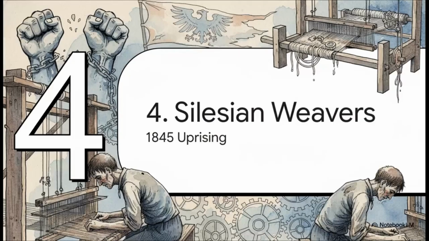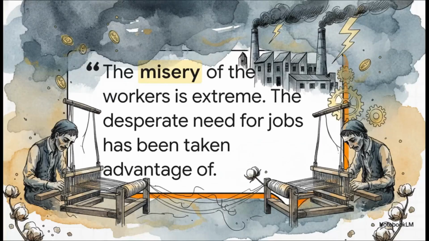Our next topic is the Silesian Weavers' Uprising. To really grasp the ground-level desperation of this era, we need to look at a specific, devastating event from 1845 that highlighted the extreme exploitation of the working class.